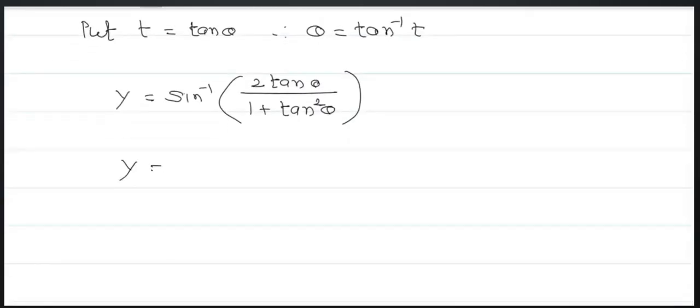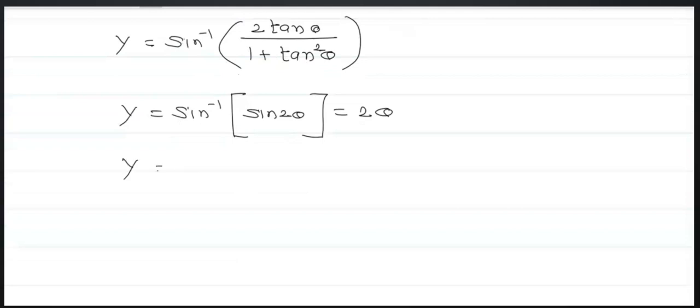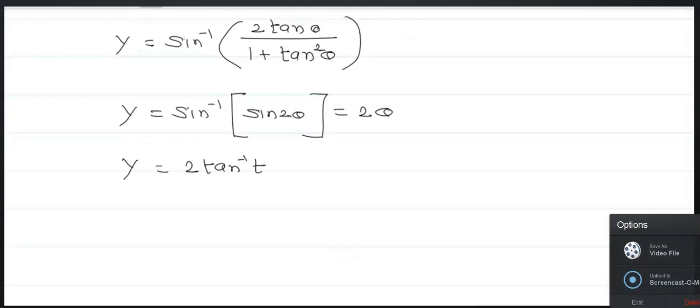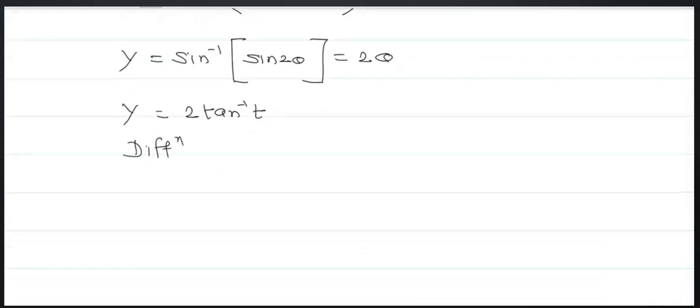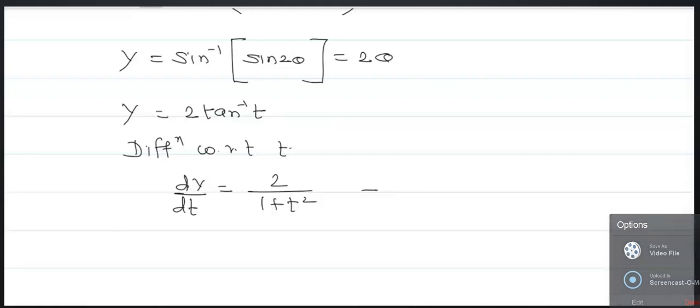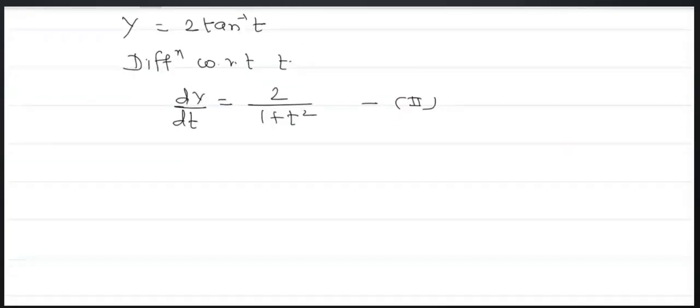And therefore, you will get y is equals to sin inverse of sine of 2 theta, and that is equals to 2 theta. But what is theta? Theta is tan inverse of t. Now differentiate this with respect to t. Therefore, dy by dt is equals to 2 upon 1 plus t square. Here is the second. Now, this is very interesting for the higher order derivative of this type of function.